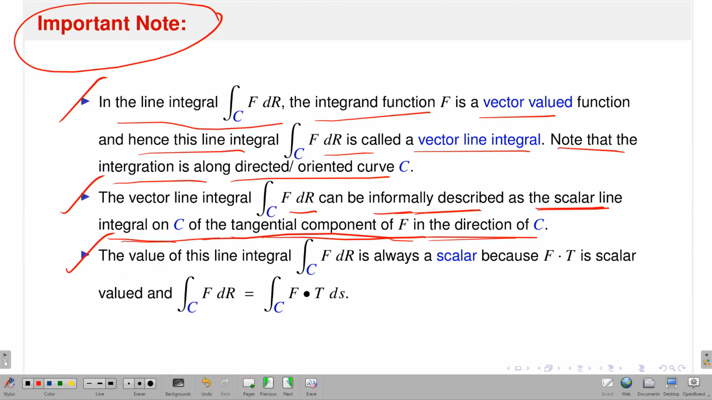What about the third one? The value of this vector line integral is always a scalar. Of course, it is nothing but the scalar line integral of this inner product, F dot T. Of course, this should be bold, F dot T. So F dot T is scalar valued, and the vector line integral of capital F is nothing but the scalar line integral of F dot T over C. Therefore, this gives a scalar.